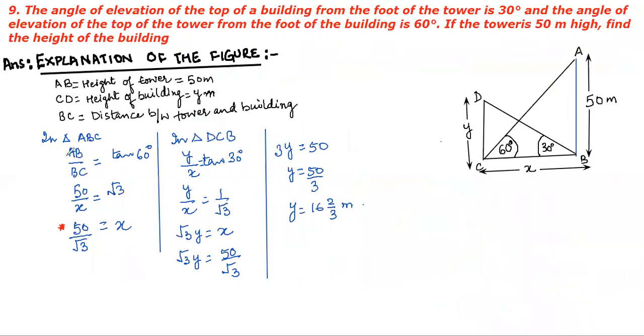Now this is question number 9. The angle of elevation of the top of a building from the foot of the tower is 30 degree. And the angle of elevation of the top of the tower from the foot of the building is 60 degree. If the tower is 50 meter high, find the height of the building. So be a little slow while you are reading the question so that things get settled in your mind and you are able to understand the question.